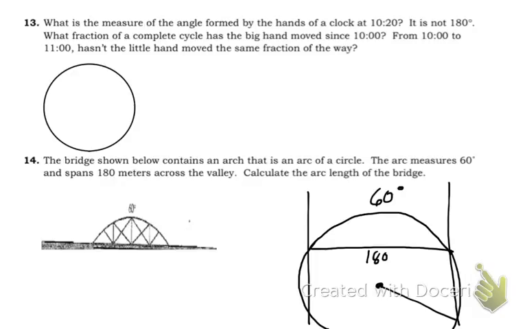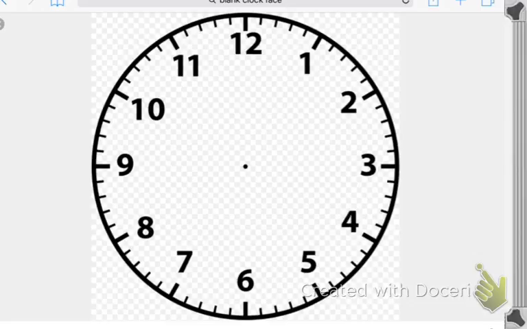Okay, it says, what is the measure of the angle formed by the hands of a clock at 10:20? In fact, that's the only question we're trying to answer. I ask a couple of guiding questions after so that you don't just shortcut it. But we're going to figure out what is the degree measure of the hands of a clock that are at 10:20.